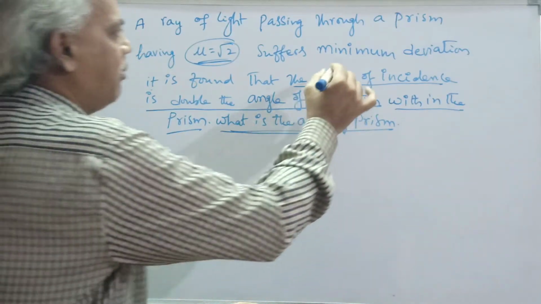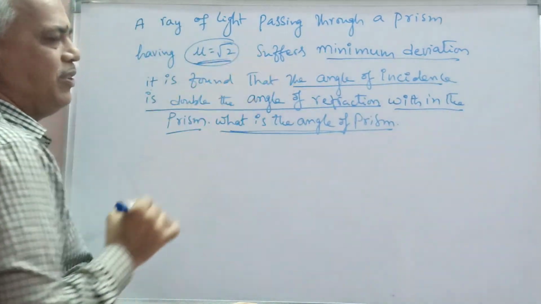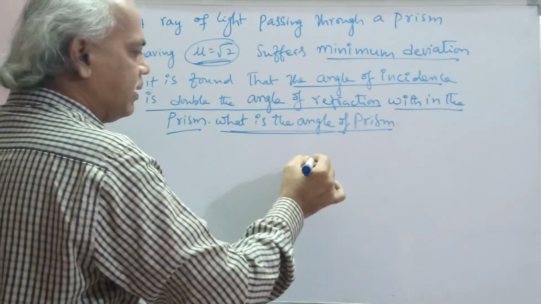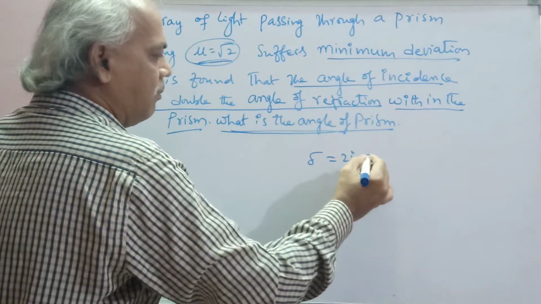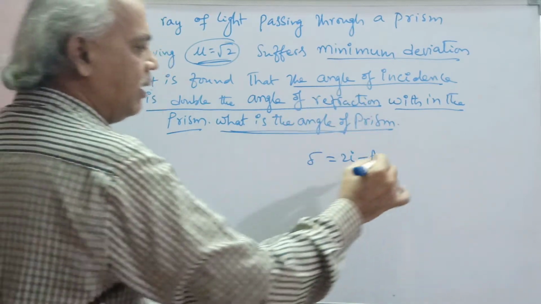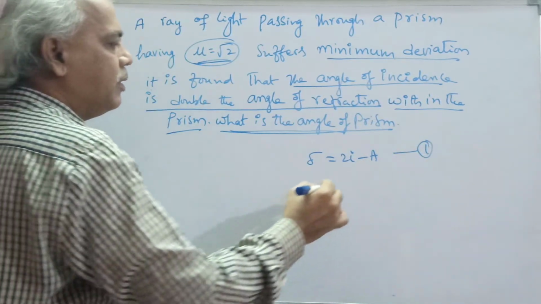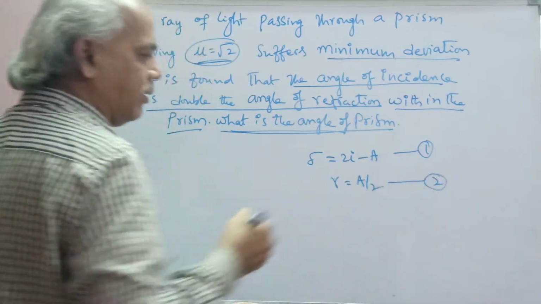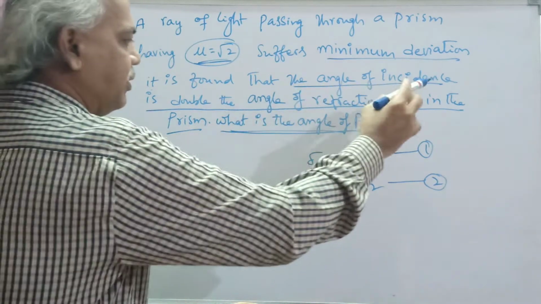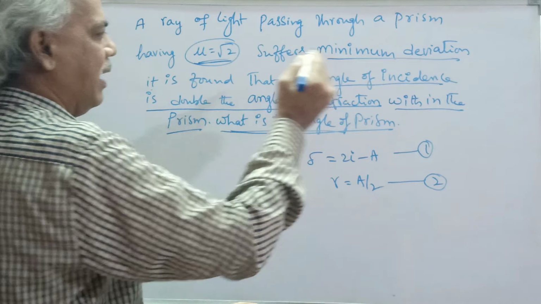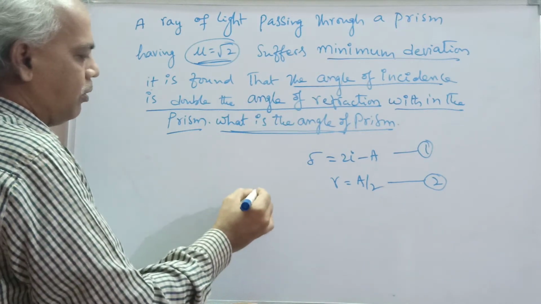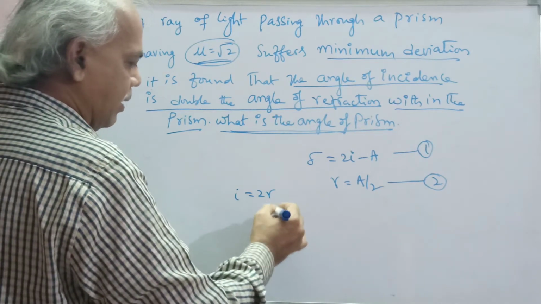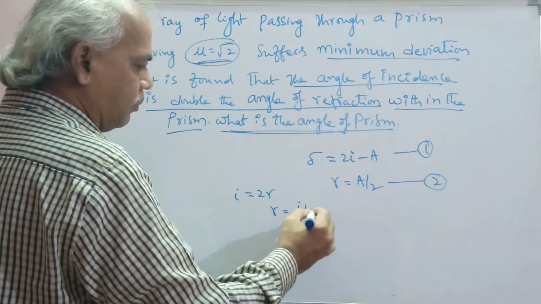The condition is minimum deviation position. So when the condition is minimum deviation, that is δ is equal to 2i minus A. It is the first point. And r is equal to A by 2. It is the second point. So here the angle of incidence is double the angle of refraction, means i is equal to 2r, and r is equal to i by 2.